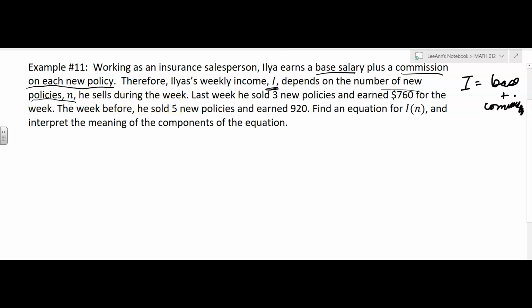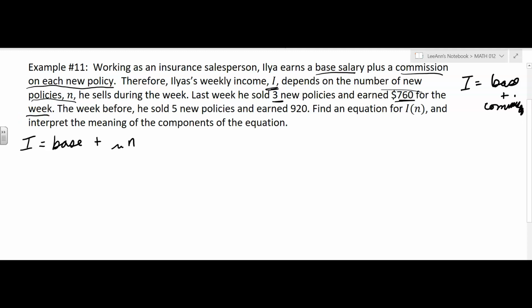Okay, so he's getting so much money for his base plus so much money based on N. We don't even know what that is. We don't even know how much he gets for the base, and we don't know how much he gets per policy. Okay, but what do we know? Well, we have to keep reading. Last week he sold 3 new policies and earned $760 for the week.